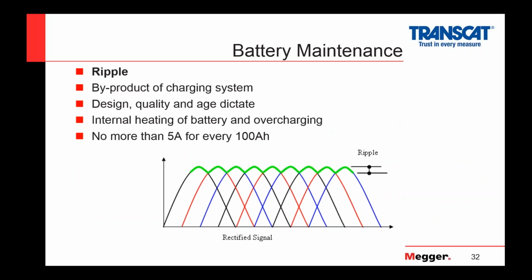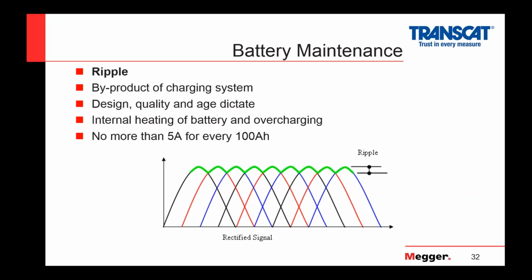Ripple current. Okay, when we deal with a battery, they have to be charged. So we have a charger that's converting AC to DC. That reaction is not 100% efficient. You're always going to have some type of ripple current on there. And the AC current, batteries don't want AC going through them. Okay, this will generate heat.